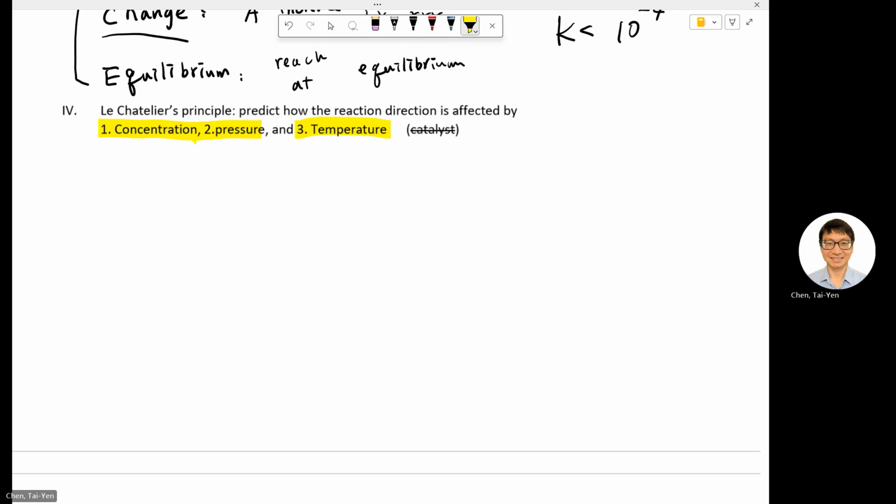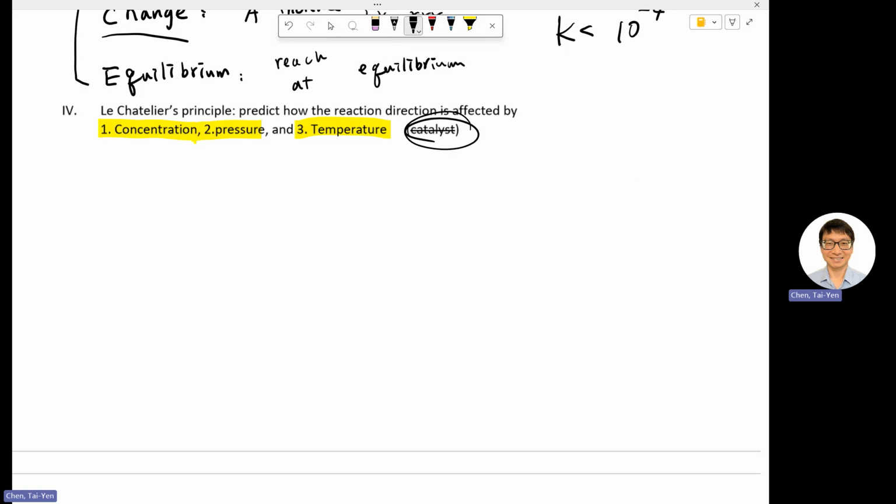Let me say again, the Le Chatelier principle is that if your system is at equilibrium, and you do some perturbation to your system, the 3 types of perturbation you can do are to change your concentration, your pressure, or your temperature. The reaction will move to a direction that compensates those changes. That is the basic idea of the Le Chatelier principle.